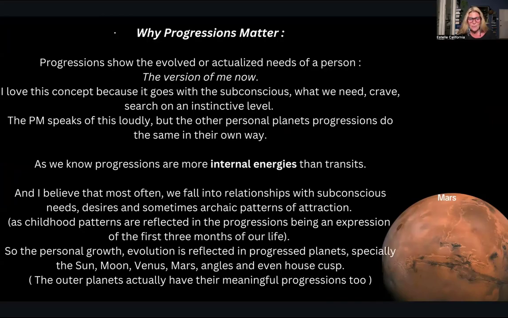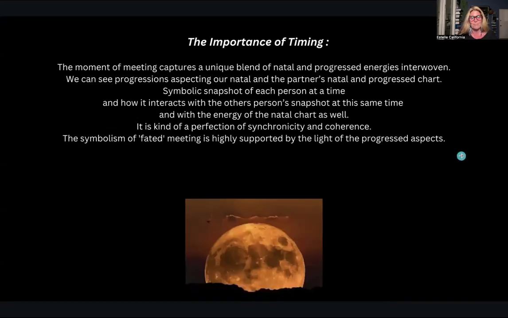So the personal growth evolution is reflected in progress planets, especially the Sun, Moon, Venus, Mars, the angles, and even the house cusp. The outer planets actually have their meaningful progressions too, but we're not going to focus on them today. The importance of timing.